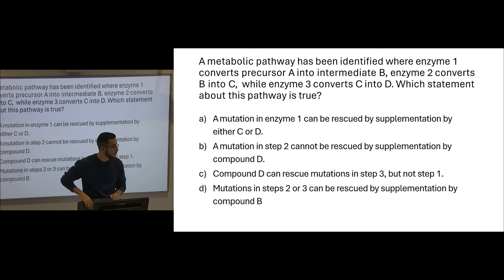So, question for you guys. A metabolic pathway has been identified where enzyme 1 converts precursor A into B, and then enzyme 2 converts B into C, enzyme 3 converts C into D. Which statement about this pathway is true? Anybody?